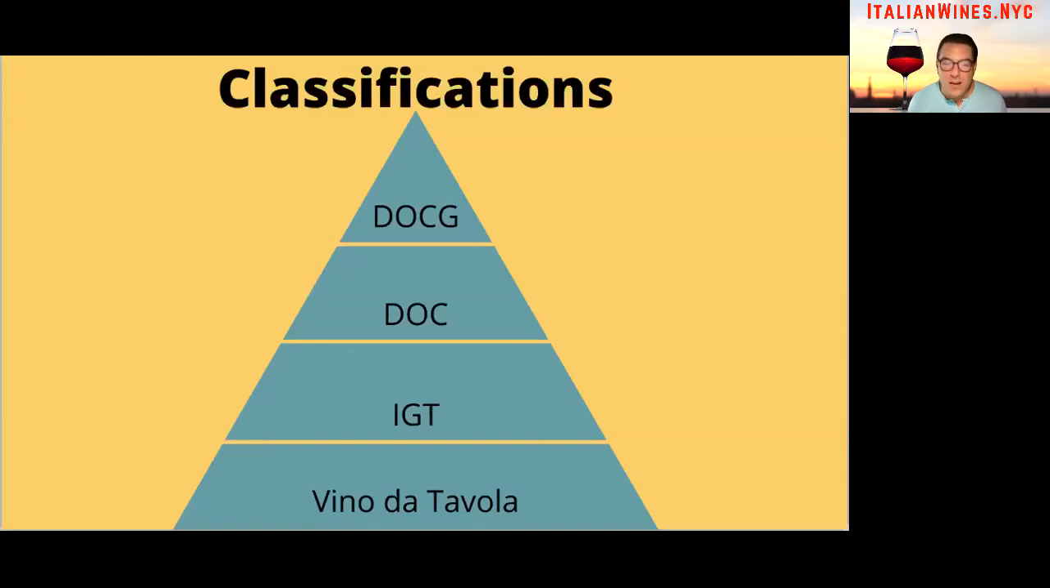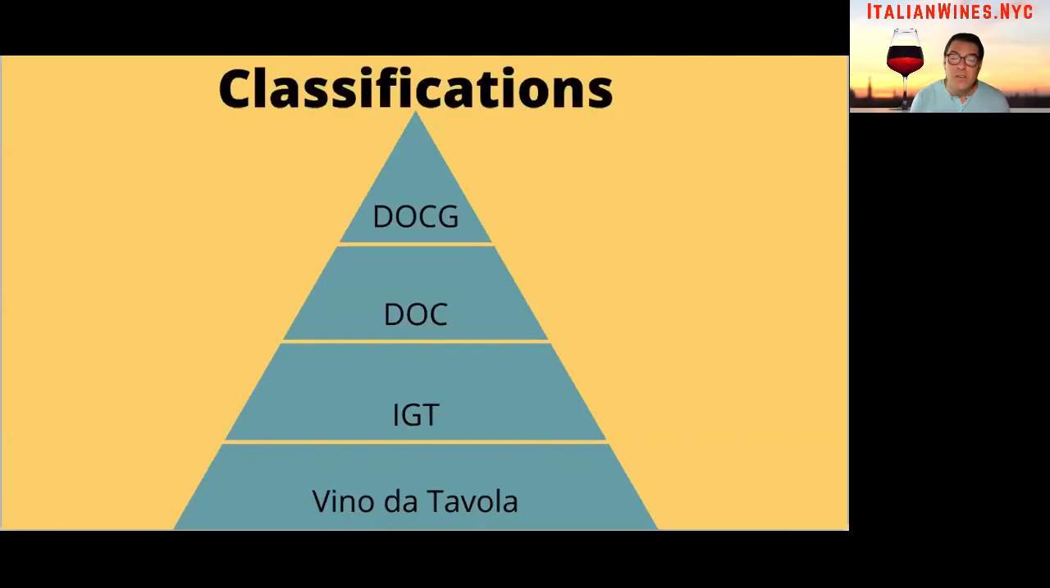The IGT, on the other hand, actually didn't exist until the 1970s. Back in the 1970s, it was really only DOCG, DOC, and Vino da Tavola.